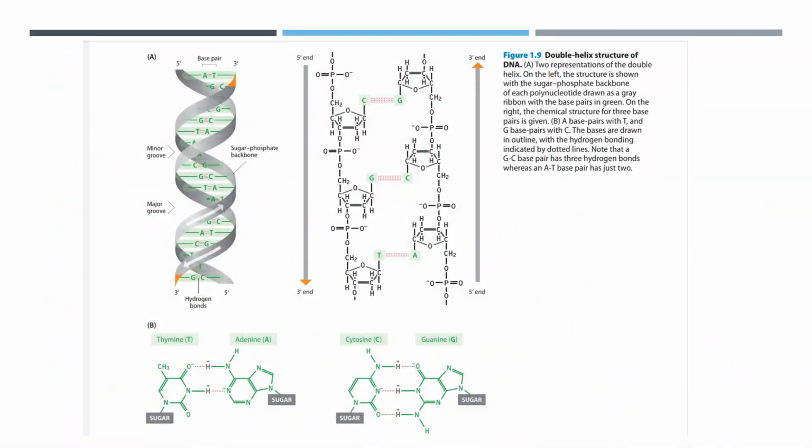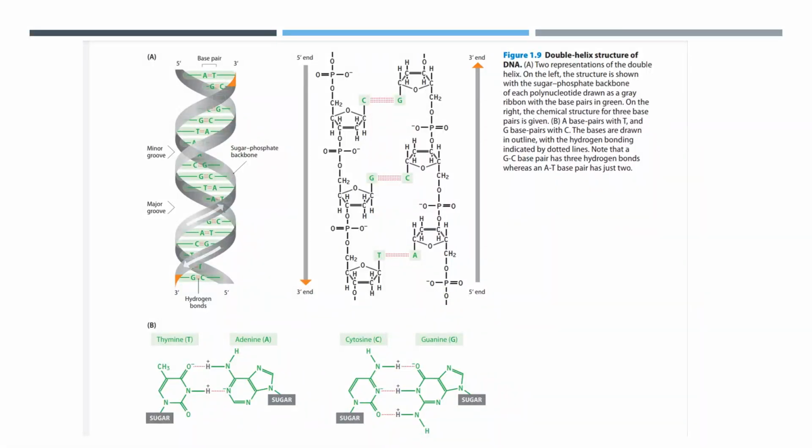Double helix structure of DNA. A. Two representations of the double helix. On the left, the structure is shown with the sugar phosphate backbone of each polynucleotide drawn as a gray ribbon with the base pairs in green. On the right, the chemical structure for three base pairs is given.